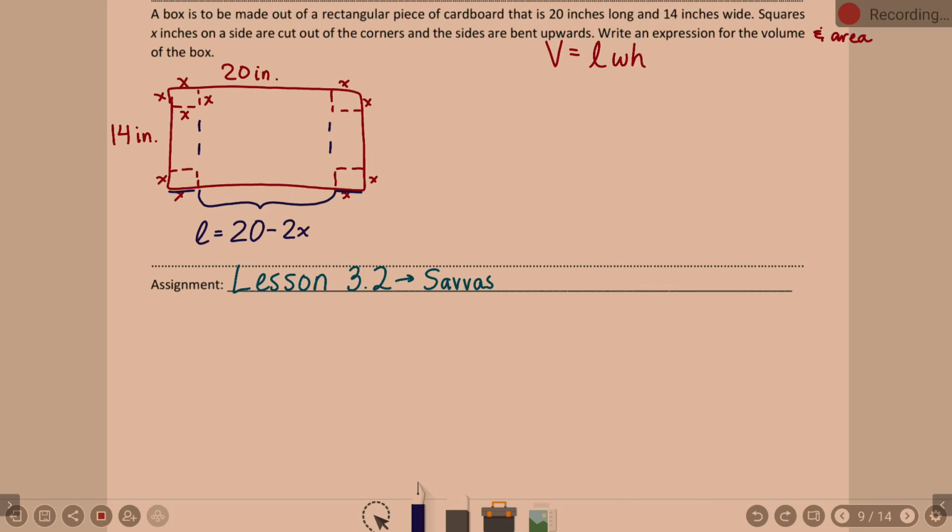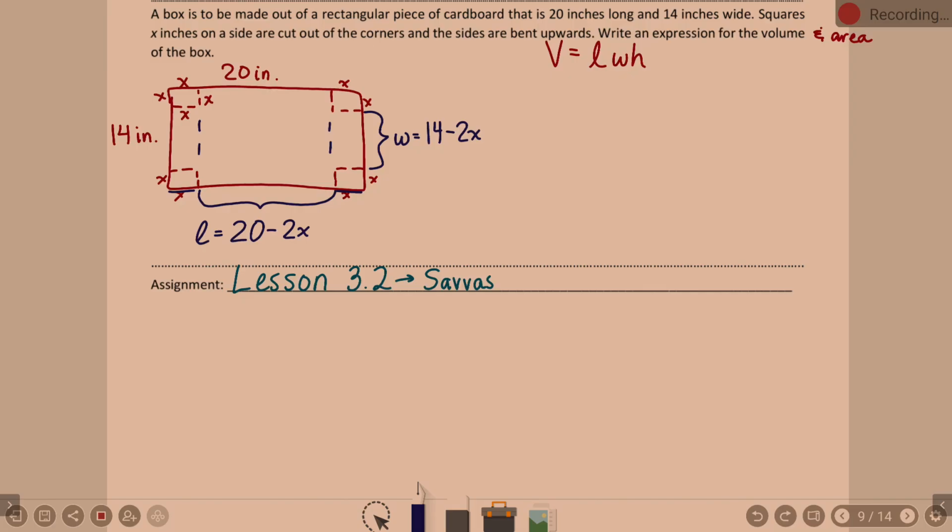Okay. Can you do the same thing with the width? What about the width of the box? The width of the rectangle was 14 inches, yes? 14 minus 2x. You're going to take off those 2 corners. We're looking at that piece right there. And so my width is going to be 14 minus 2x.